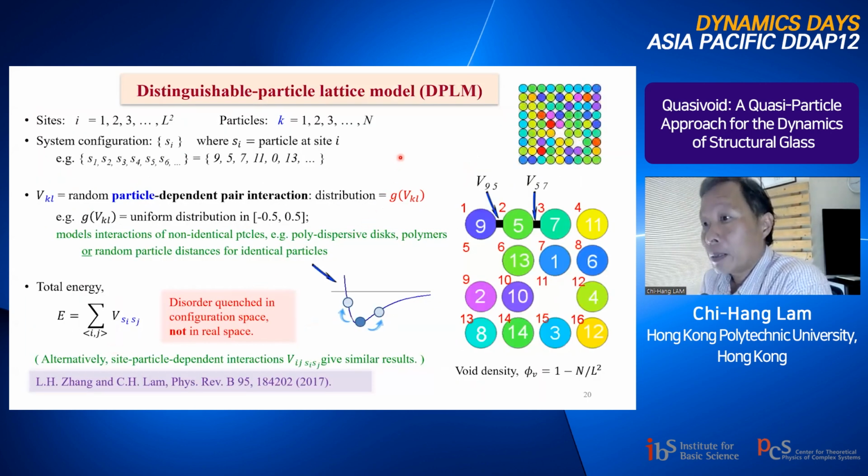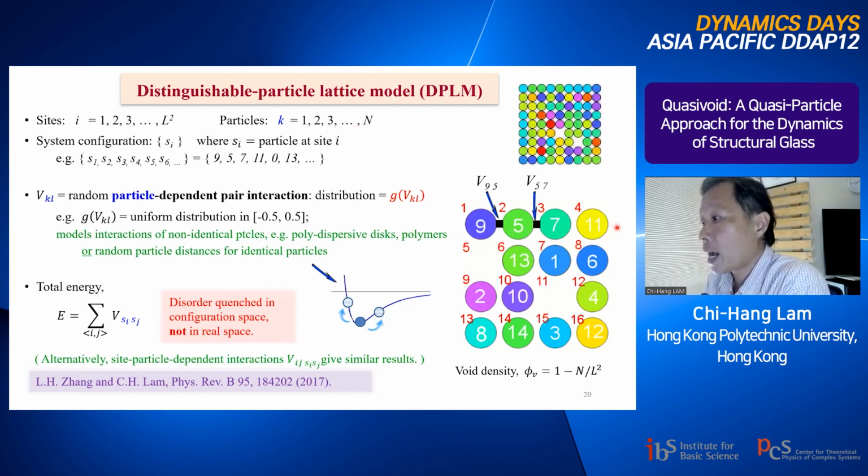Now, after supporting void-induced motion, let's look at a consequence or a model motivated by that. But actually, we proposed it a little bit earlier than the experimental result. The distinguishable-particle lattice model for void-induced dynamics of glass is defined on a 2D square lattice, and all the particles are different, and we number them from 1 to N.